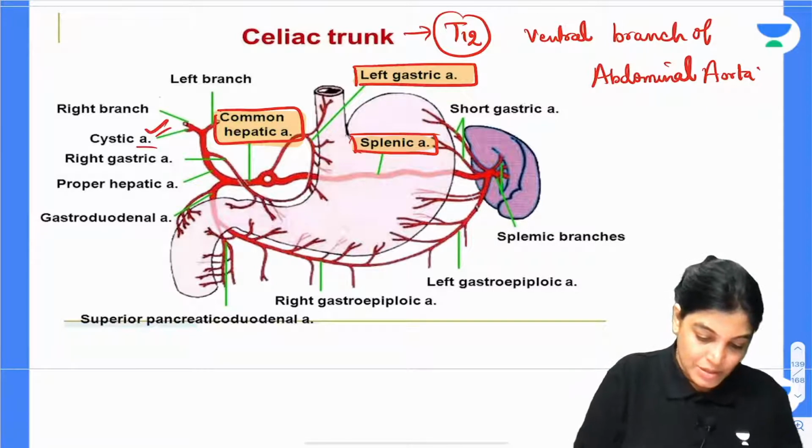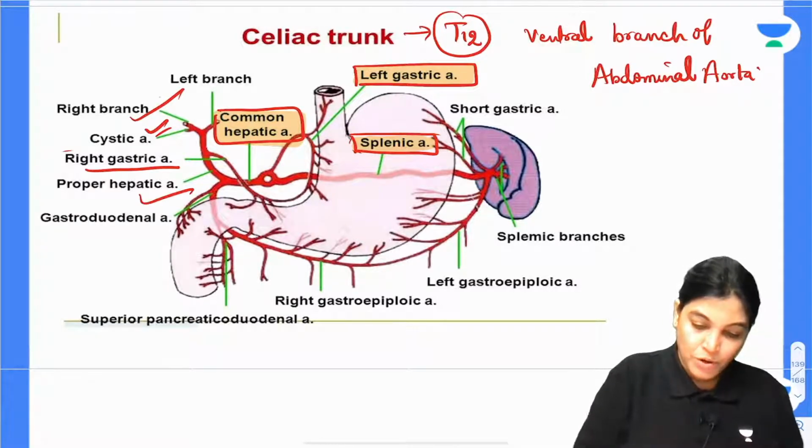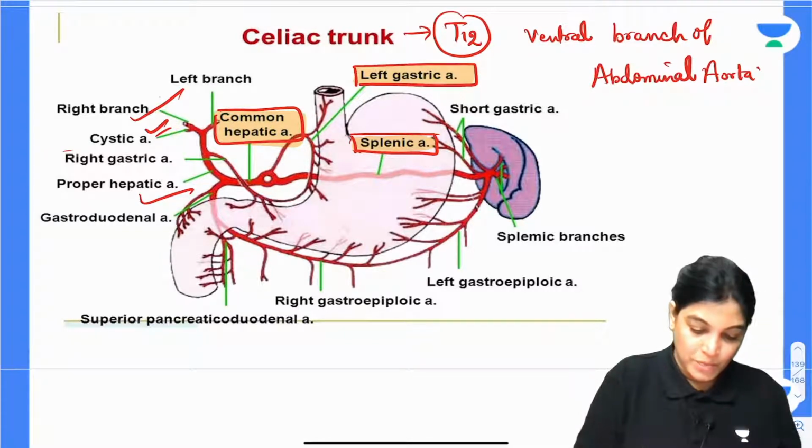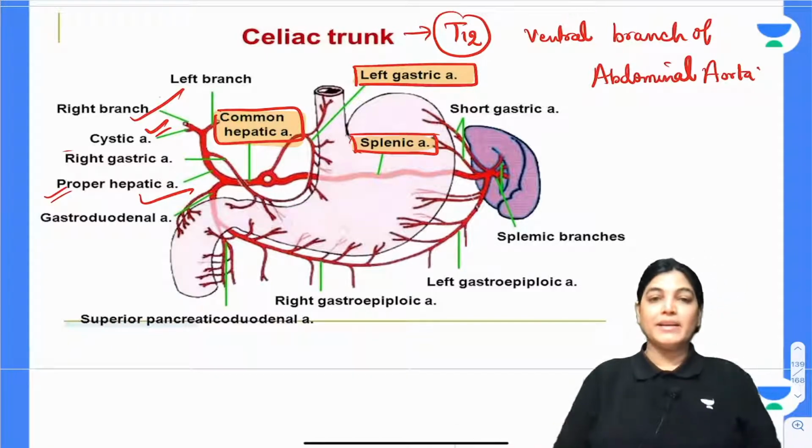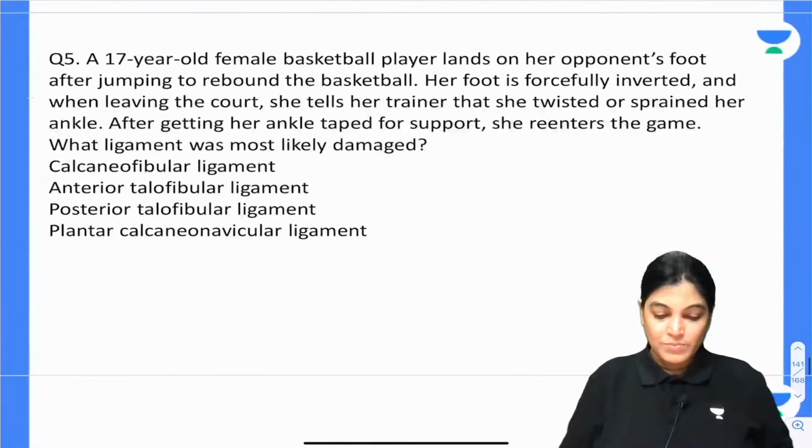You can see the cystic artery is a branch from the right hepatic artery, which is a branch from the proper hepatic artery. So proper hepatic artery is the right answer. Let's move on to the next MCQ, question number 5.